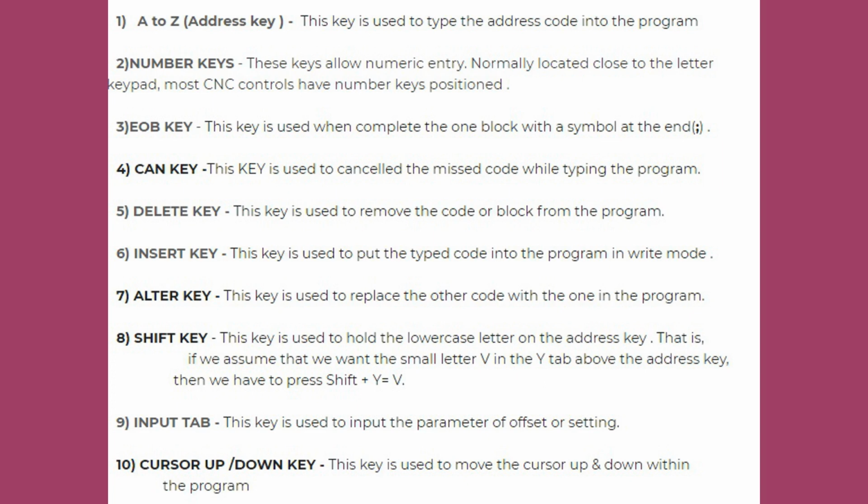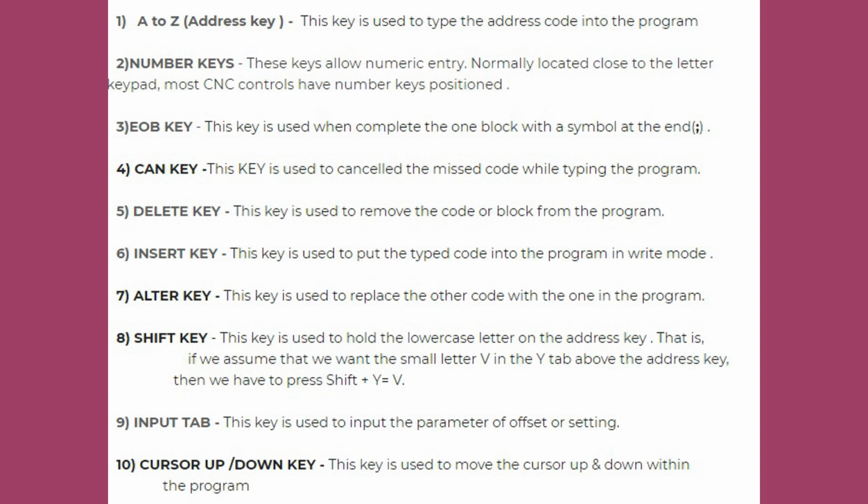Number 2. Number keys. These keys allow numeric entry. Normally located close to the letter keypad, most CNC controls have number keys positioned there. Number 3. EOB key. This key is used to complete one block with a symbol at the end.